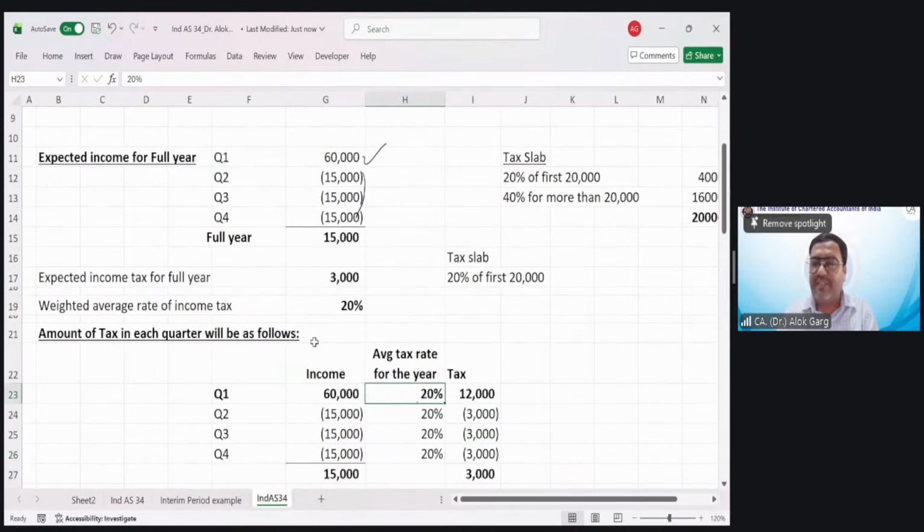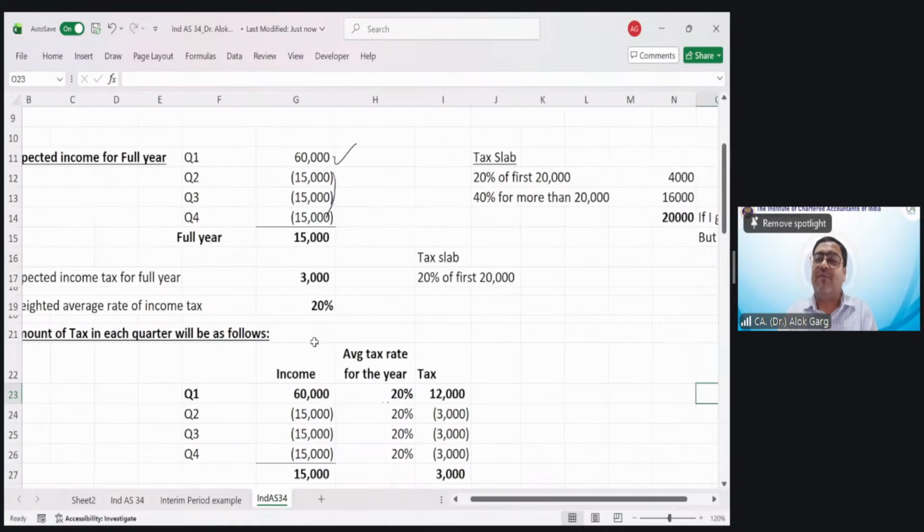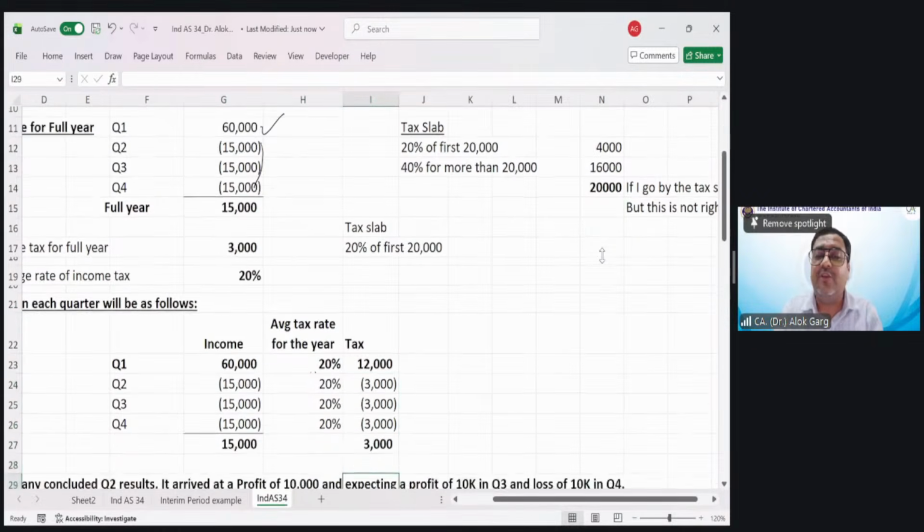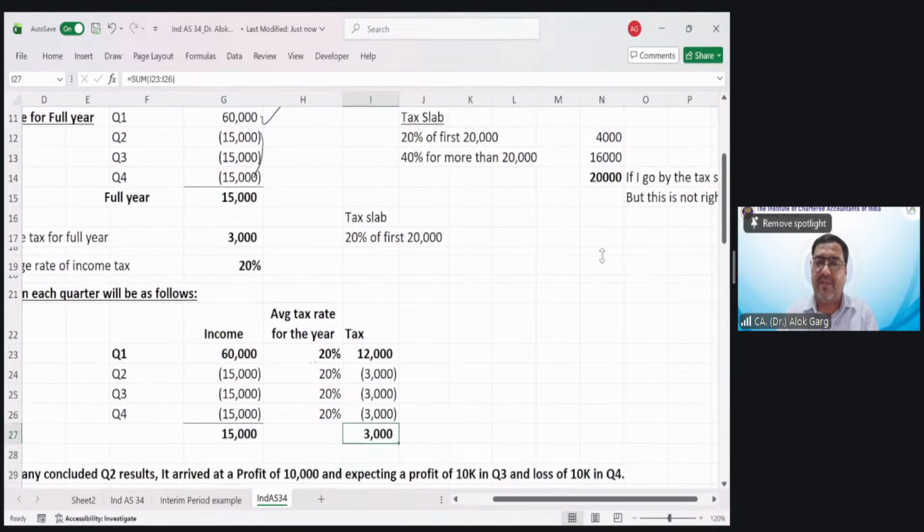Every quarter, 60,000 is the income, I will apply 20%. So 12,000 is my tax expense. Friends, what was the tax expense going by only the slab rate? 20,000. But what is the tax expense which is coming? 12,000. What happens in the next quarter? You have to reverse 3,000, 3,000, 3,000. You have to reverse your tax provisions. So this is how you have to record your tax. Is that clear?